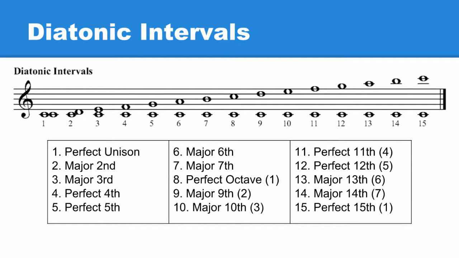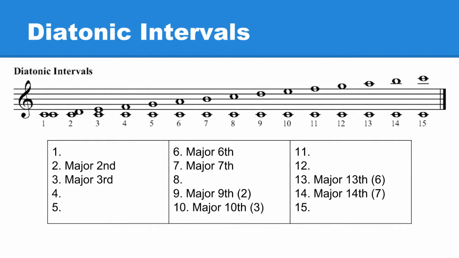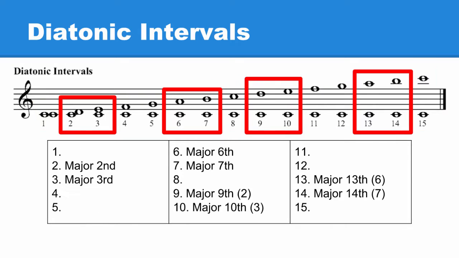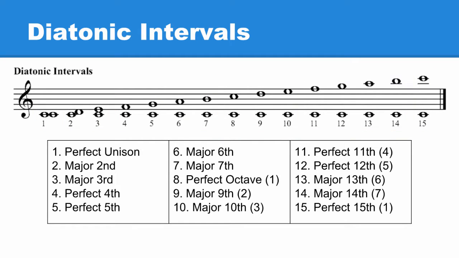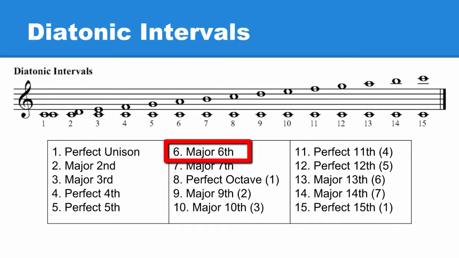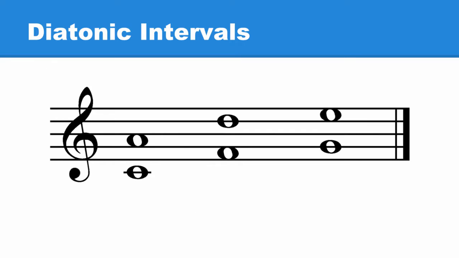Diatonic intervals are either perfect or major. Perfect intervals are unison, fourth, fifth, and octaves. All other diatonic intervals are major. A is scale degree 6, which is not unison, fourth, fifth, or octave, so we know it's major. The name of this interval is a major sixth.